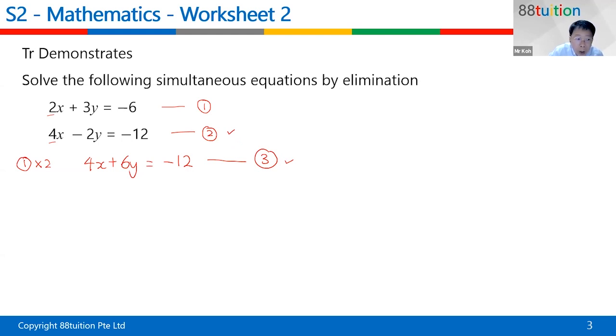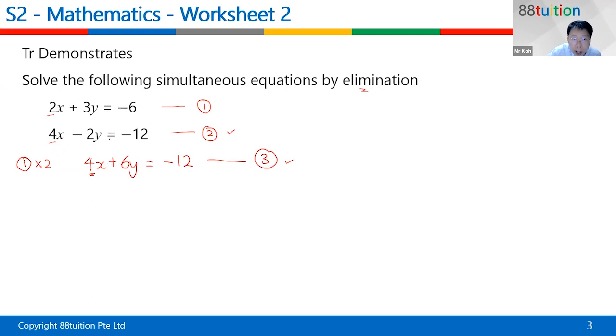Now, bear in mind your equation 3 actually evolved from equation 1, so 3 and 1 is related. Now you compare 2 and 3. So 2 and 3, you have 4x, you have 4x. You have 6y, you have -2y, you have -12, you have -12. So the next instruction you need to write down is, what am I going to do with 3 and 2? The word elimination means you have to get rid of one of them.